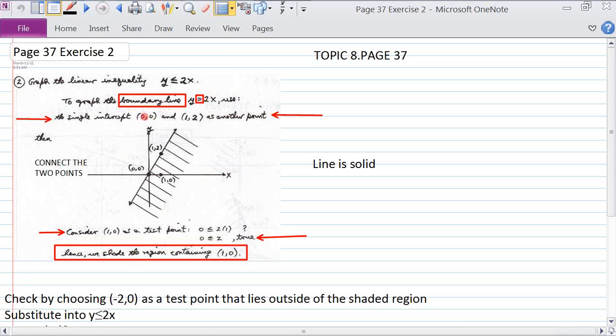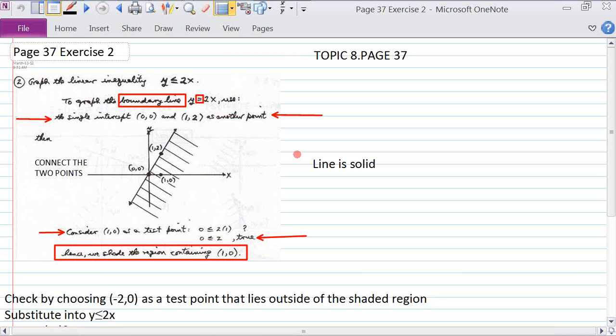We know (0, 0). So what we do is just choose a simple value for x here. For example, we choose x equal to 1. 2 times 1 is 2, so y is 2, and that gives us a second ordered pair. Because we can't get a line from just 1 point. We need 2 points to connect to get the boundary line. So we've got the point (0, 0), and we've got the point (1, 2) here. We connect these, and this gives us the boundary line.